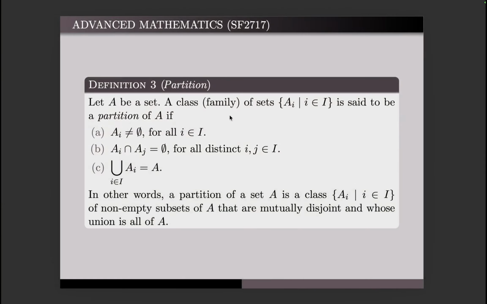Okay, so let A be a set. A class or a family of sets is called a partition of A if none of them is empty, if the intersection between any two distinct ones of the family is empty, and if you union all of them, this big cup notation means union of everything, it goes back to the set itself. If you have these three conditions, then you say that I have a partition for my original set. And as usual, the examples are much easier.